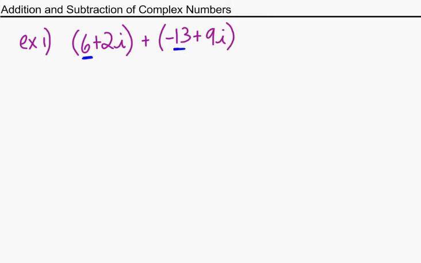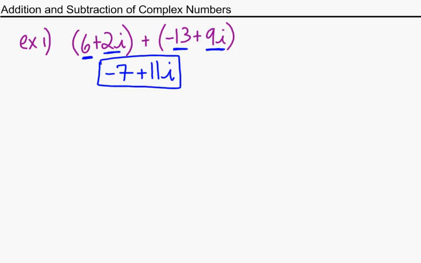So I put the real portion with the real portion and get negative 7. Then put the imaginary portion with the imaginary portion and get 11i. And as soon as I confirm that these portions of my answer are in the right order, real then imaginary, I have my complete answer.